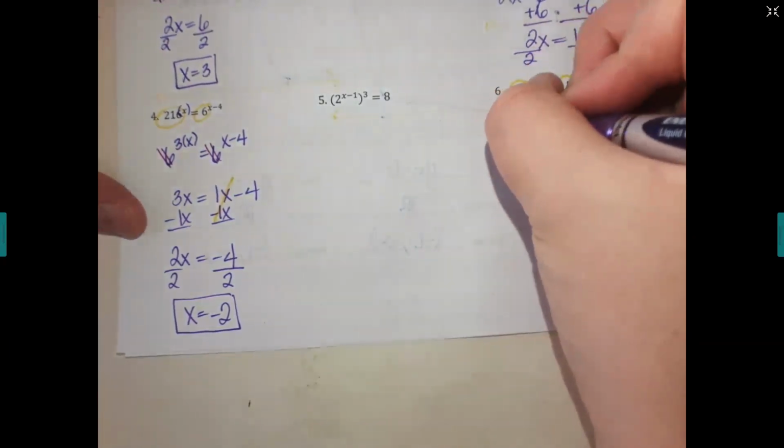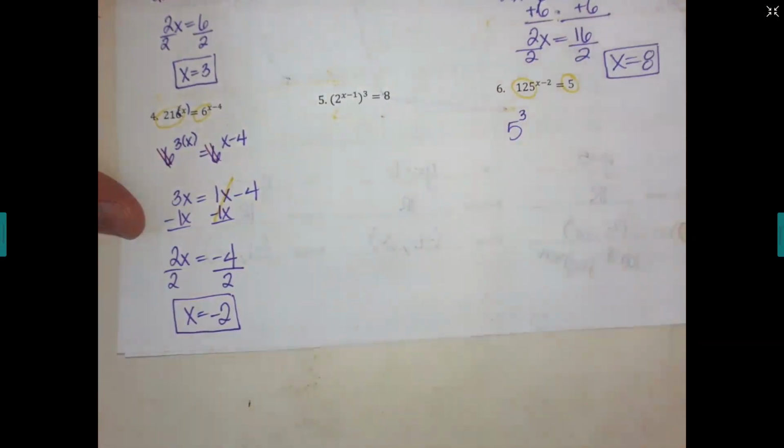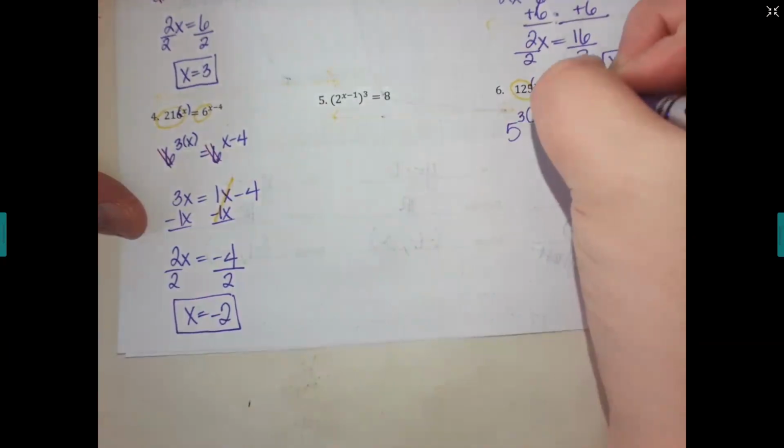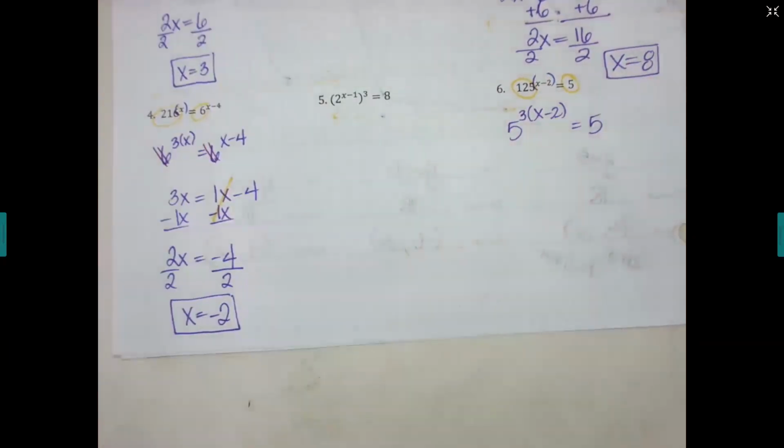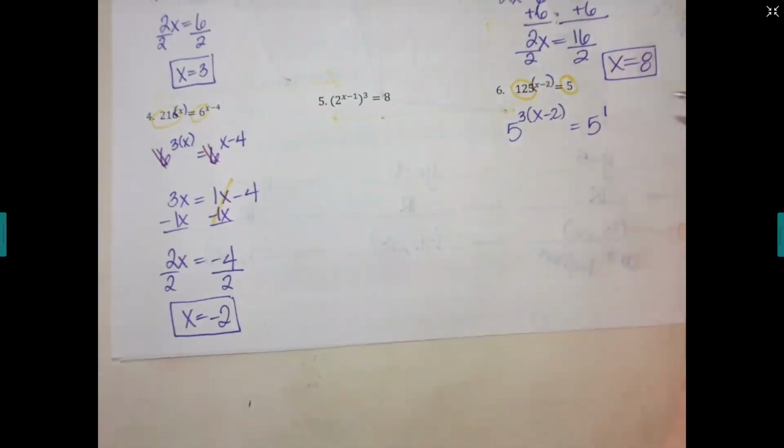So 125 is going to go 5 to the 3. Old exponent stays grouped. So it's going to be an x minus 2 equals. And then on your 5 side, if you notice, you don't have a power. If it's just a 5, that's 5 to the 1, meaning you have one 5. So if a power is missing, you can use a 1 for that. Okay, then from there, we're going to cross the 5s out and solve it.